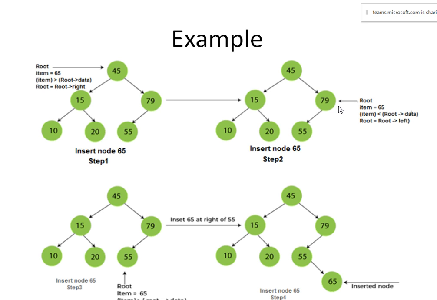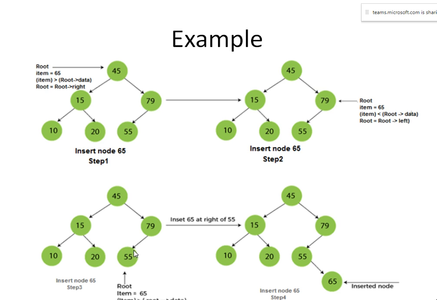Then at step number 2, we will again check. Now this becomes the root. We'll check the item value against the root node value. We found that it is less than the root node. Okay. Since its left child is there, we'll proceed along the left child here, as you can see in step number 3.